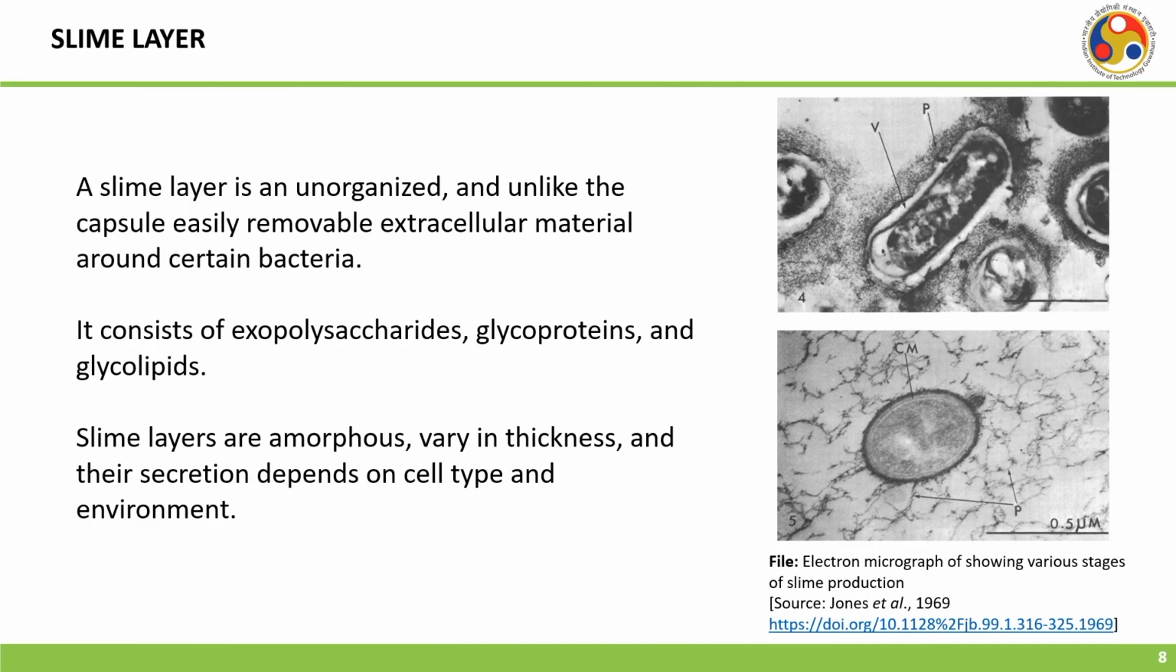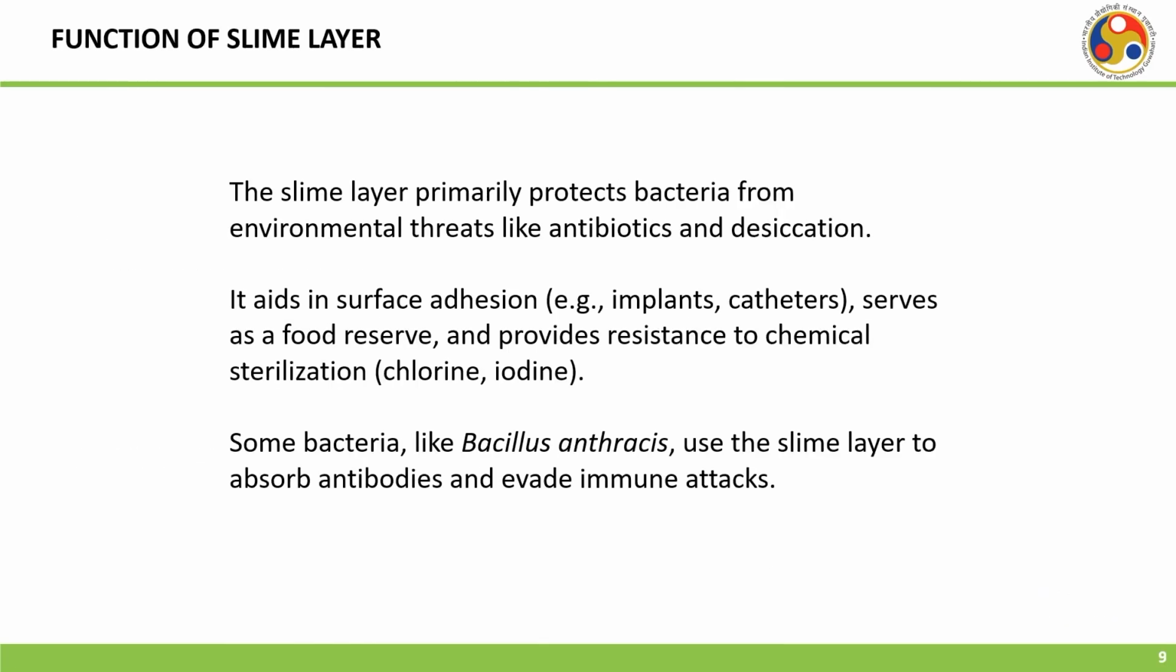What is a slime layer? A slime layer is an unorganized, and unlike the capsule, easily removable extracellular material found around certain bacterial species. It consists of exopolysaccharides, glycoproteins and glycolipids. Slime layers are amorphous, vary in thickness, and the secretion depends on cell type and environment. In this figure, you can see the various stages of slime production. We are not going into the details of these descriptions, which is beyond the scope of this particular course.